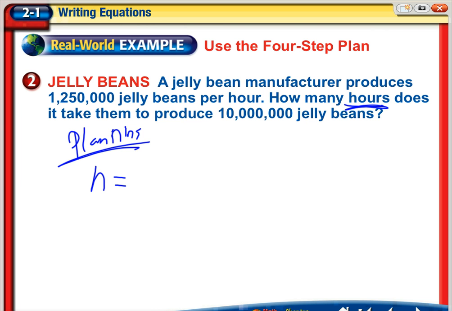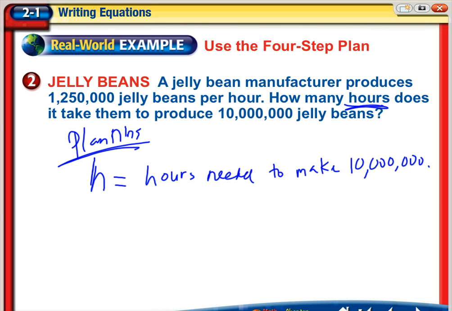H is what? See, this is when you define it. Give the meaning to the unknown. Hours what? Needed to do what? To make 10 million jelly beans, right? You give it a specific definition so that when you go back and question what is H, you know what it means.